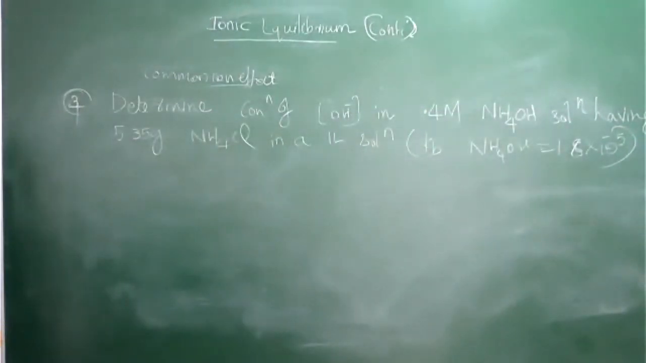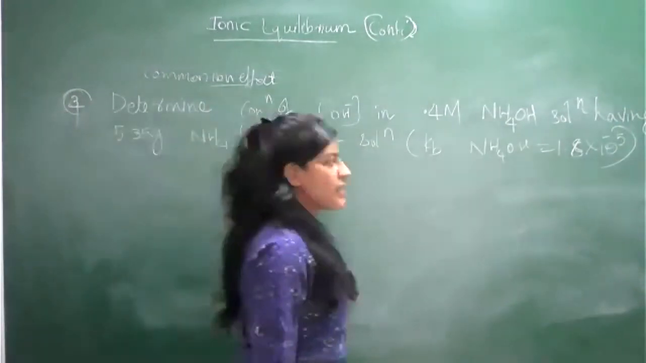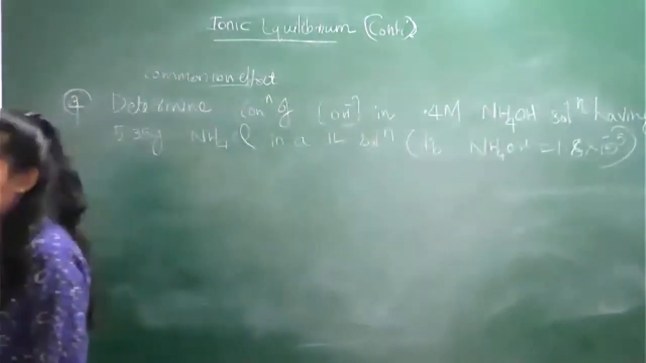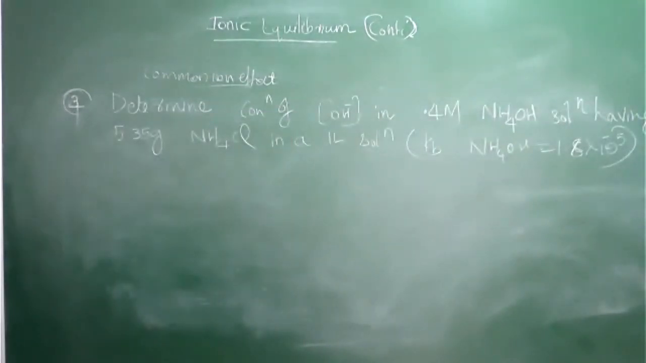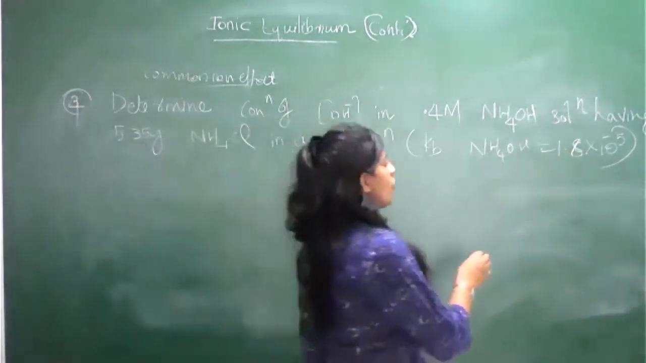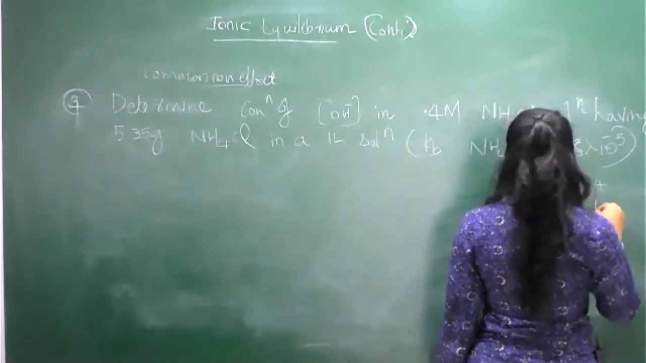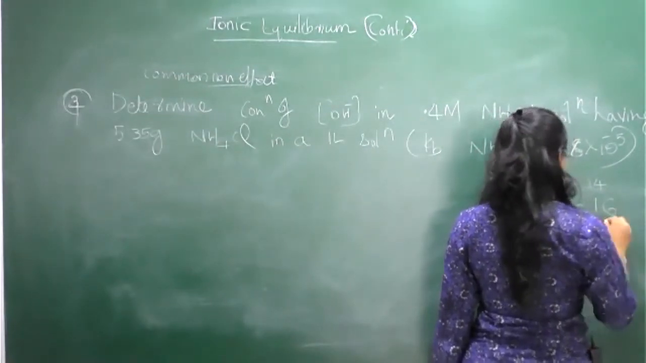Then how will you solve? Try in the initial stage. After that, any difficulty, ask me, I will help you. But try. Nitrogen atomic mass 14, nitrogen is 14, student. Oxygen 16. Hydrogen 1.